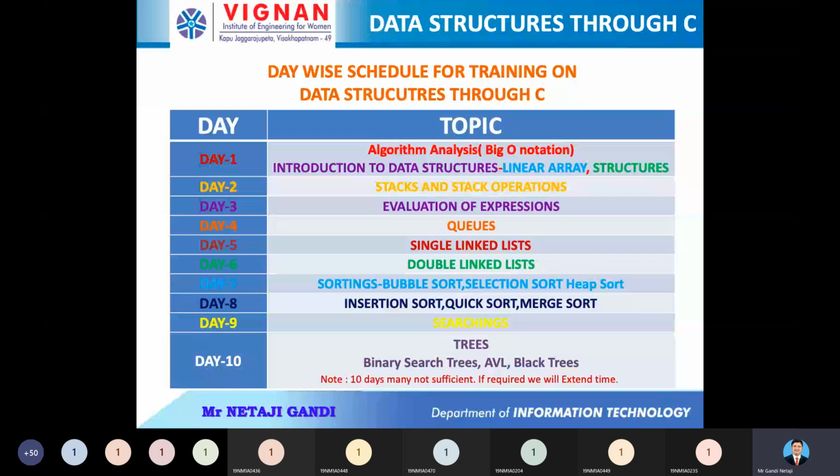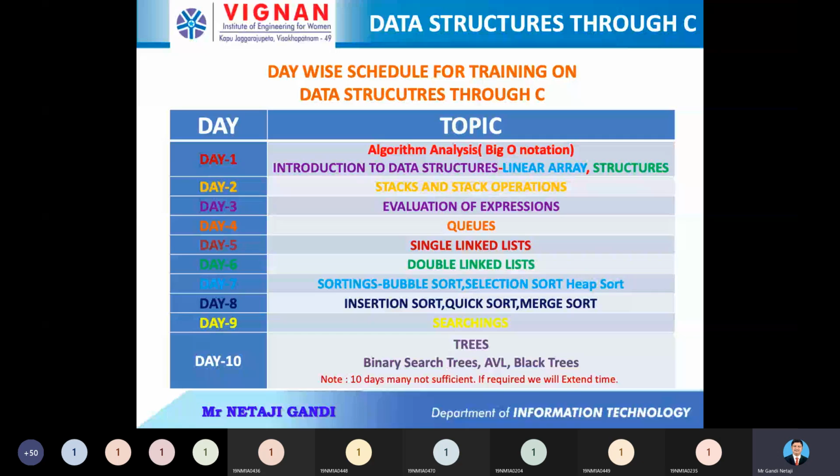Bubble sort, selection sort, heap sort, insertion sort, quick sort, merge sort. Two more sorts are available, radix sort. According to the placement point of view, whichever is important can be included here. If you have more time, I will discuss more concepts in detail.